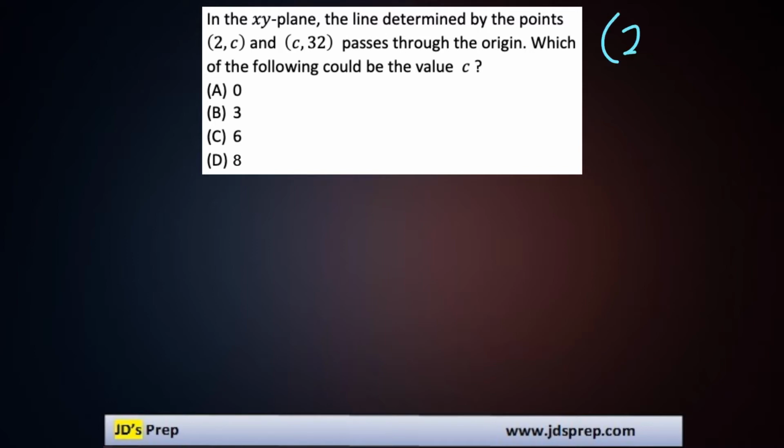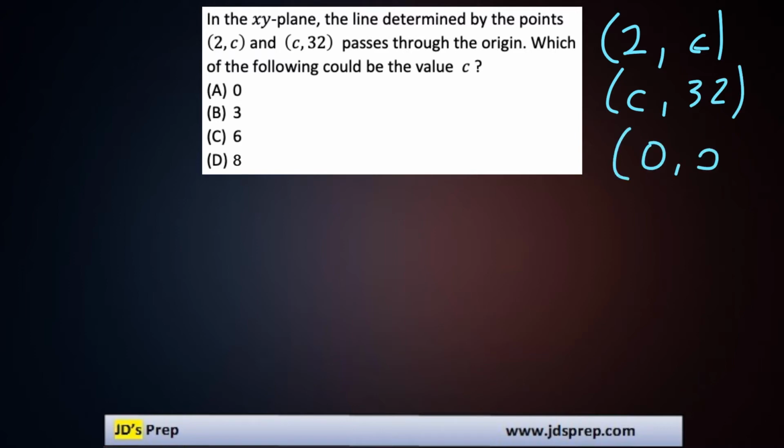So the important thing to think about here is that this line is going to pass through 3 points: (2, C), (C, 32), and the origin, which is (0, 0). The trick here is to use the slope formula and calculate the slope in 2 different ways using these 3 points, because for example, the slope from here to here should be equal to the slope from here to here, and if they are, then that line will be going through the origin. Okay, so let's get started.